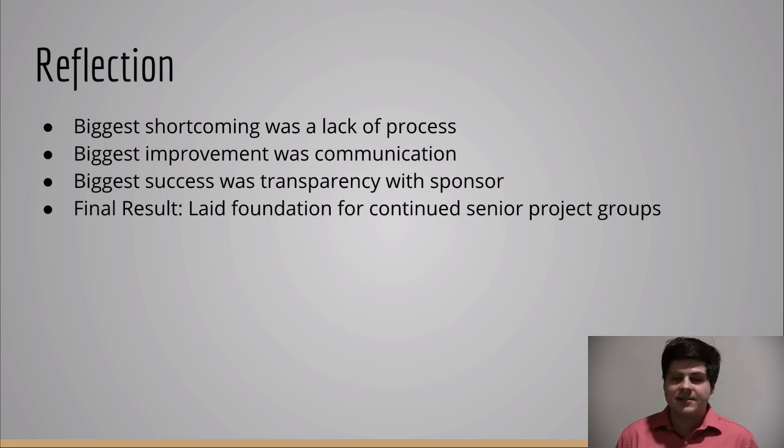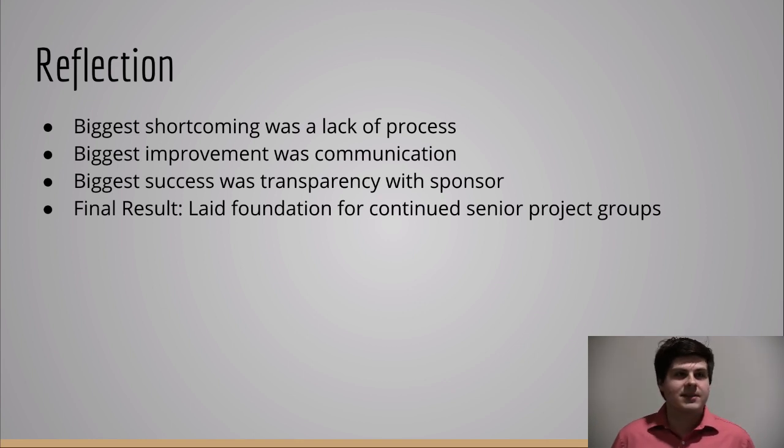So in reflection, our biggest shortcoming was probably a lack of process. At the early stages, the fuzzy front end of a project, it's hard to sort of determine what the process is going to be, and it became harder and harder for us to stick to that initial process that we had defined at the beginning. Our biggest improvement was communication. If you saw our midterm presentation, we really struggled in communication, but in the second semester, we picked it up and we're reaching out to the right people more frequently when we didn't get those initial responses.